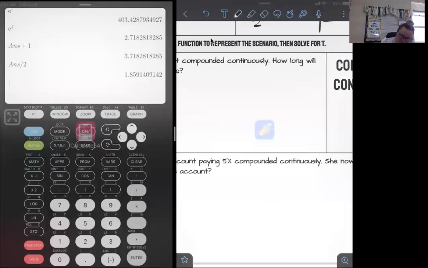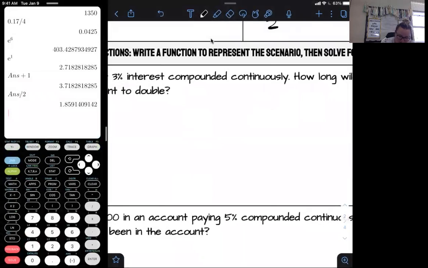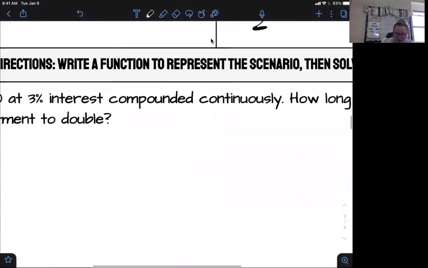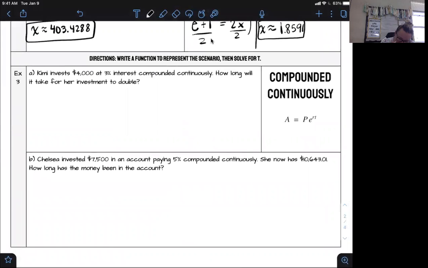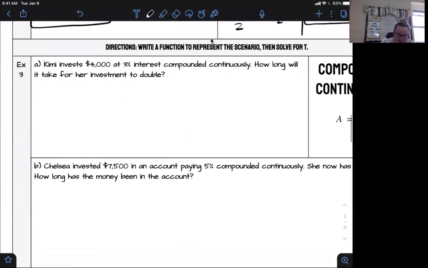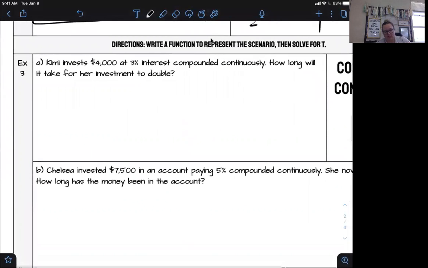And now for some fun problems. So remember when we dealt with compounded continuously for our interest? Let's see here. We have Kimmy invests $4,000 at 3% interest rate, compounded continuously. How long will it take for her investment to double?